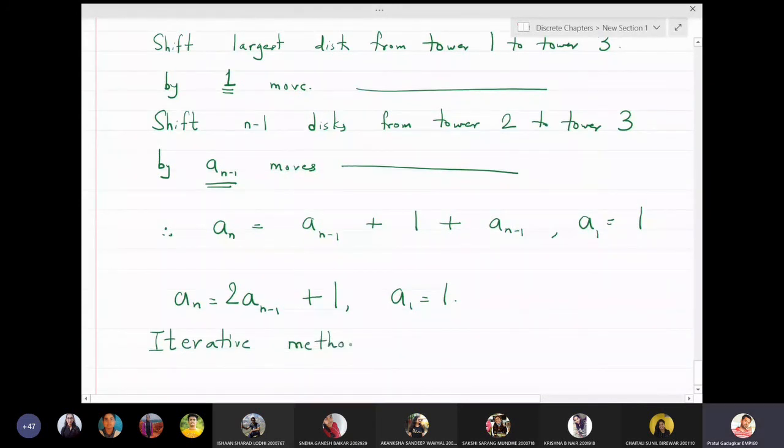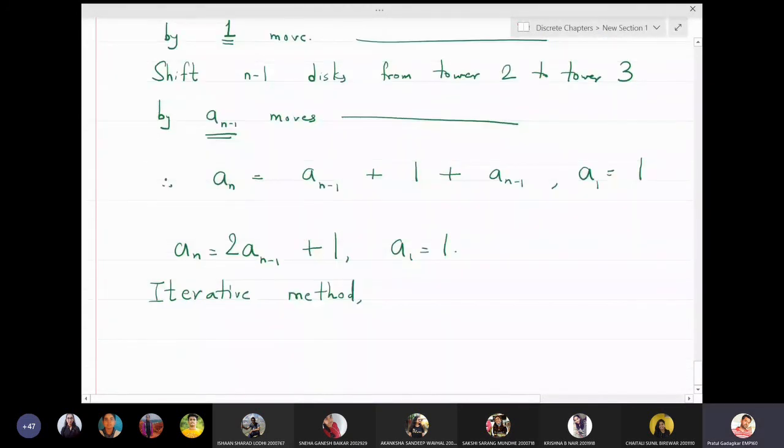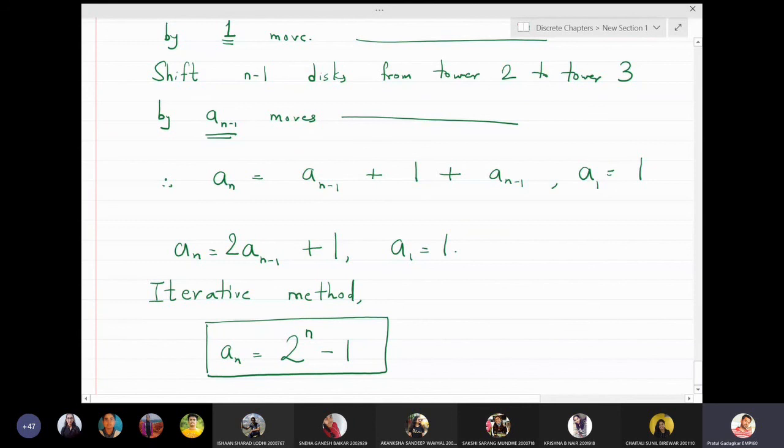We have already solved this recurrence relation in the lecture on the iterative method, and we have obtained that the solution of this recurrence relation comes out to be 2 raised to n minus 1. So this is the number of moves needed to shift n disks from the first tower to the third tower by the Tower of Hanoi set of rules.